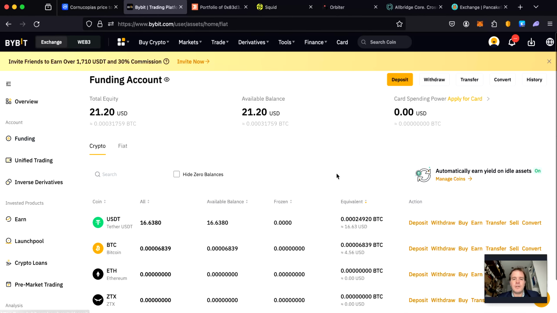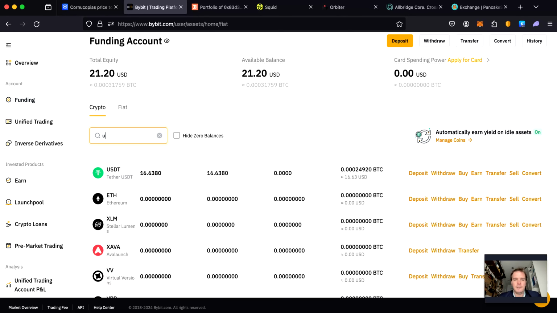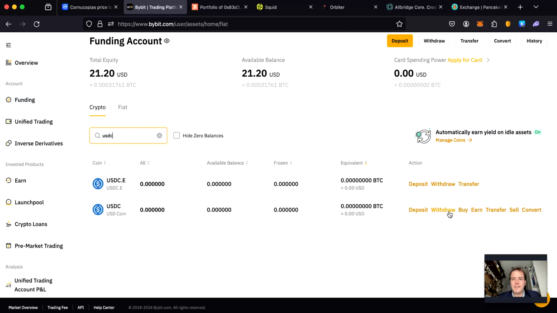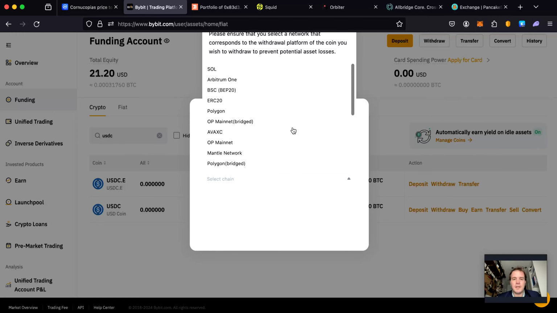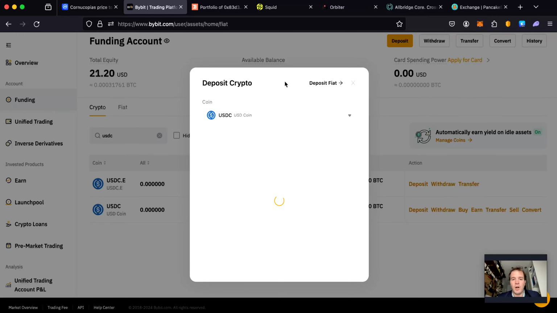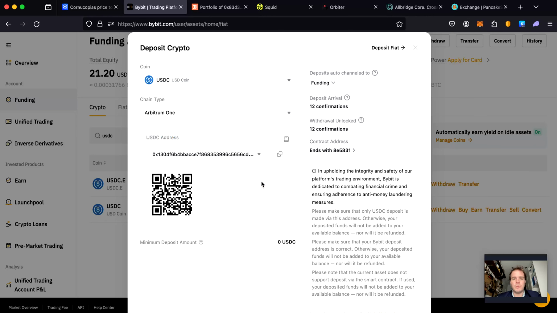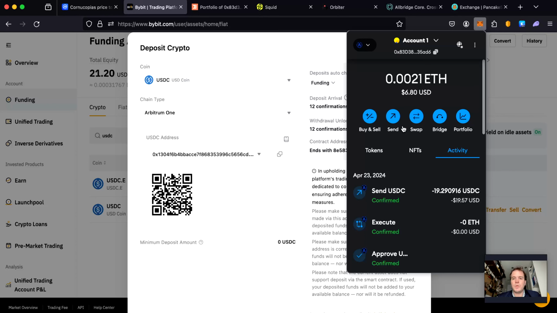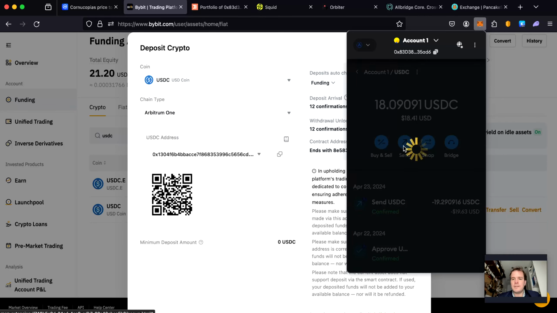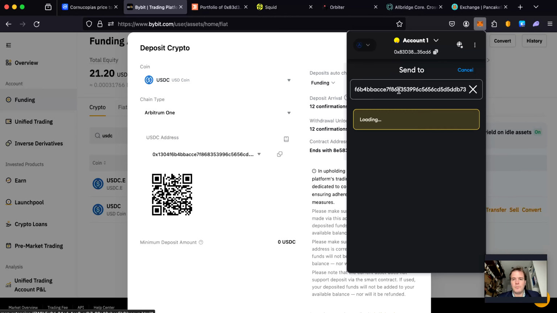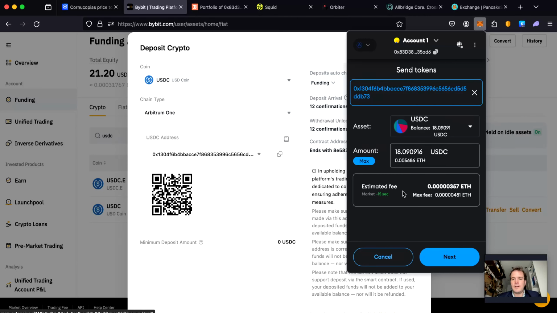So what I'm going to do is deposit my USDC here. So I'm going to look for USDC and I'm going to deposit. And I'm going to deposit what my coin is on, which is on Arbitrum, right? Because that's what my coin was on, Arbitrum. And then I'm going to send from my Arbitrum wallet. I'm going to look at my tokens. I've got my USDC here, right? And I'm going to send that to my copied address, and I'm going to send the max amount.